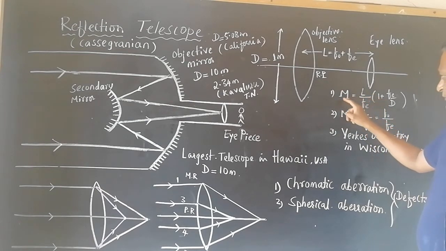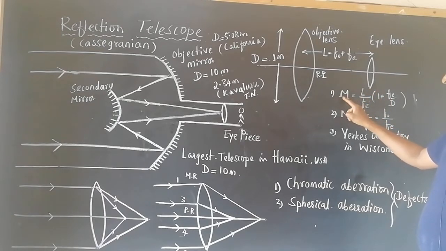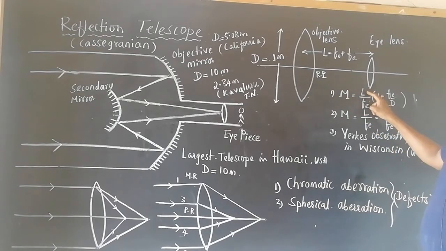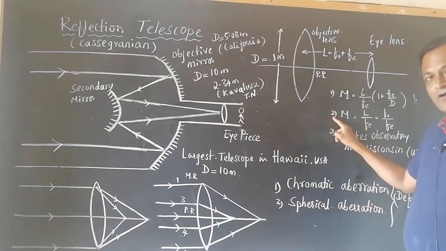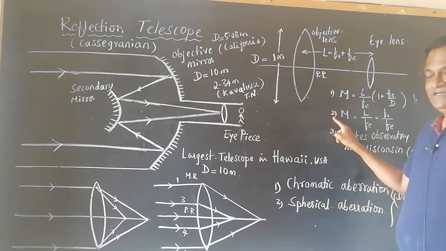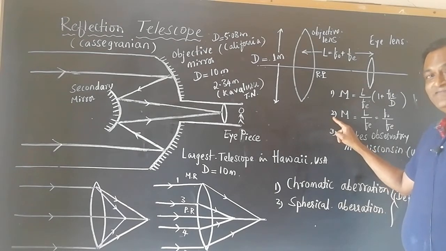So, we have defined the angular magnification and arrived at an expression for the angular magnification as the length of the telescope divided by the focal length of the eye lens, times 1 plus the focal length of the eye lens divided by the least distance of distinct vision, for the image being formed at the least distance of distinct vision. The second relation is for the image being formed at infinity, where the observer has to gauge his sight on the image formed at infinity.